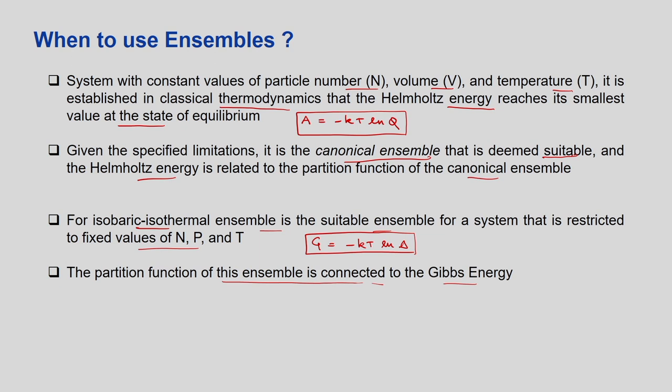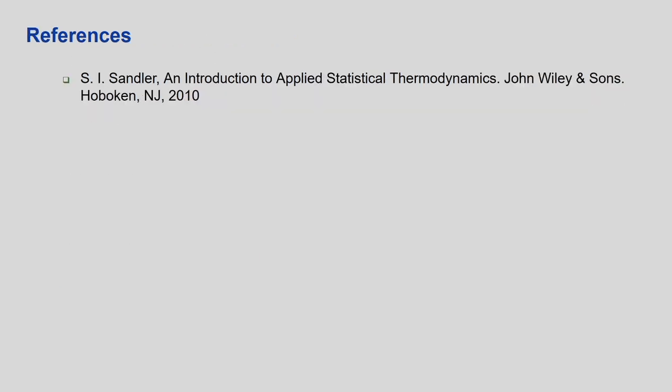So we come to the end of this lecture. As I told you, please go through Sandler's book and try to obtain the other thermodynamic properties for semi-grand canonical ensembles using the probability expression. Get the value of entropy and the specific heat.